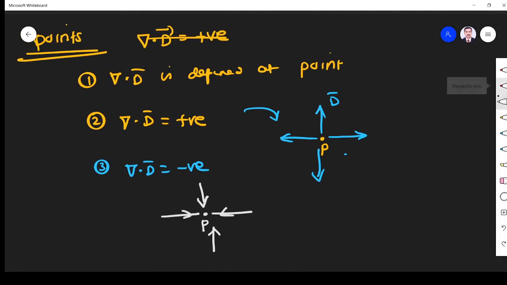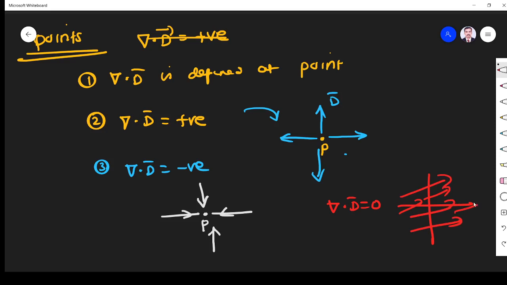Next, suppose del dot D is 0. So it is not going towards a particular point, it is not coming out from the particular point, it is simply flowing.